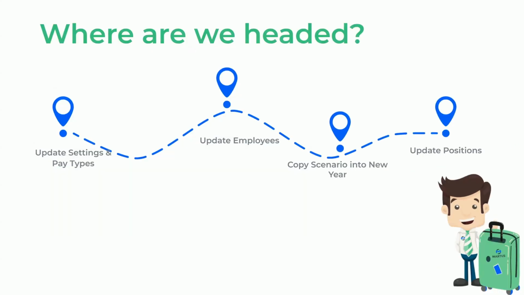All right, so where are we headed? We're going to work through updating our settings and pay types and making sure all of our prerequisites are met before we jump into creating our scenario. We're also going to update our employees, and then we're going to actually copy the scenario into our new year. Then we'll update positions. I do want to give a little bit of a caveat here that this is really a training that is focused on how you move from one year of personnel scenarios to the next. If you are not yet fully implemented in Martus, this may be a little bit quick for you, but it's still great learning. You will definitely learn how to navigate the system and learn a little bit more about how personnel works. All right, so let's jump in, and we are going to hop right into Martus.